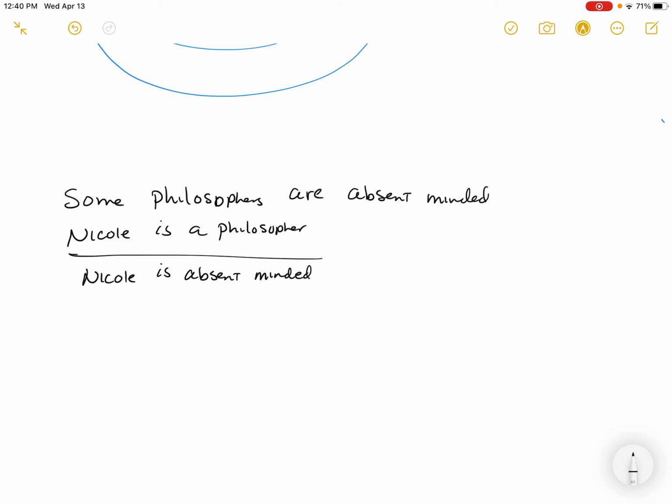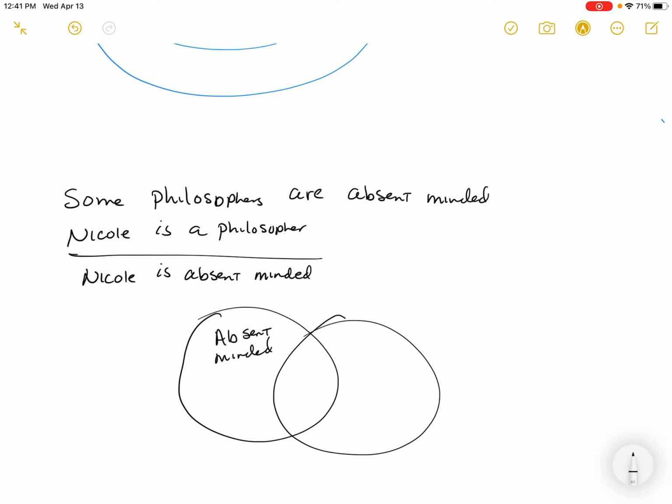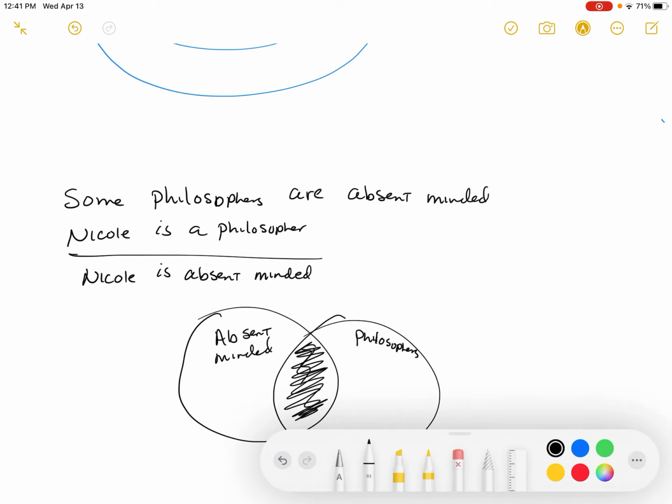They do want you to draw pictures, though. So what we have are two groups, absent-minded. Now, they're not saying that all philosophers are absent-minded, but there is some intersection. So here's my philosophers. And here's that overlap right here where we have the absent-minded philosophers, and it may be even a greater overlap than that. We just need a picture.